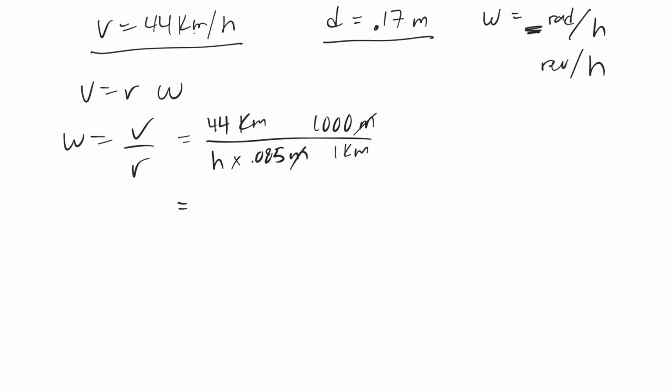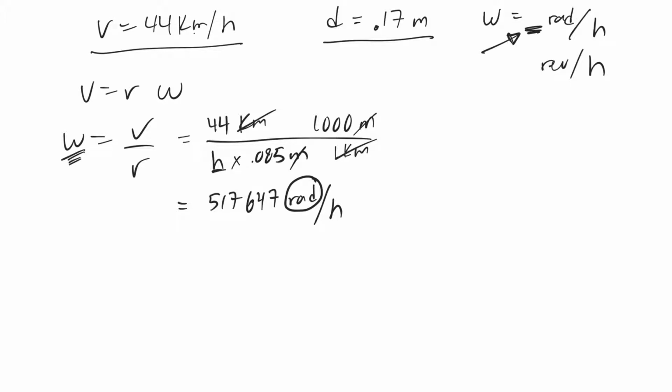Okay, now let me multiply. Calculator. Whoops. 44 times 1,000 divided by 0.085 equals. So this gives me 517,647 radians per hour. So in terms of units, when you're finding angular velocity, the unit becomes radians per whatever time they give you. So it'll be radians per hour, so that'll be the answer to the first part.